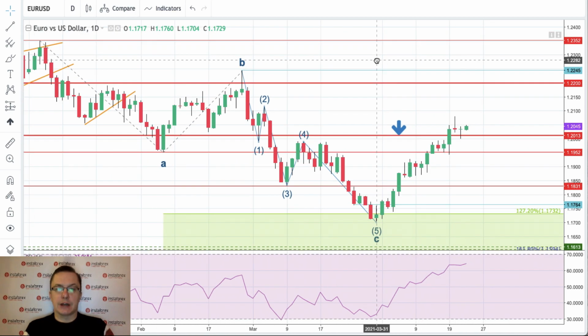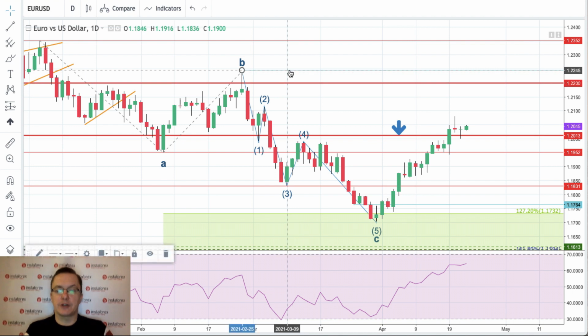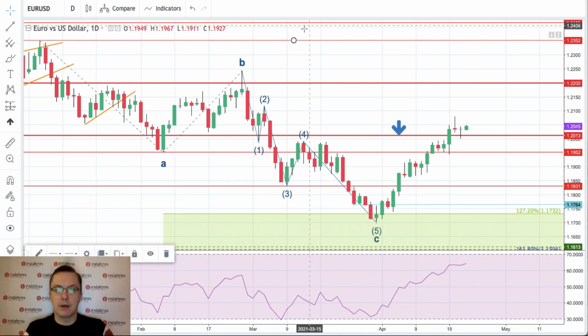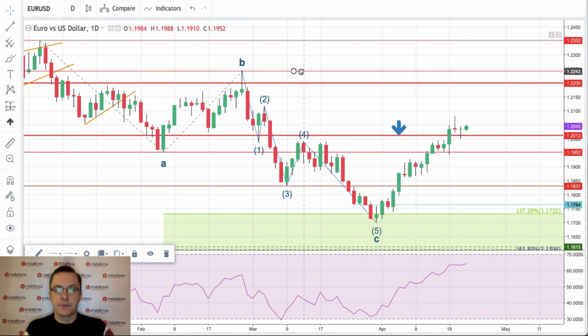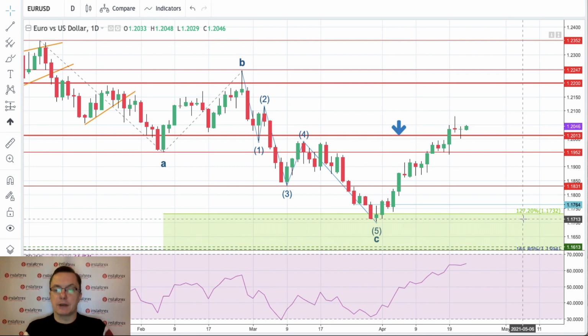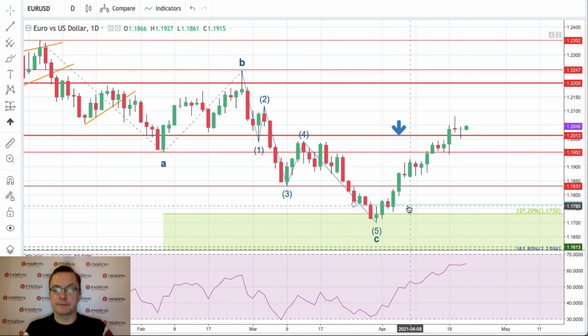This is the well-known chart of the euro dollar. I've been showing this chart for quite some time now, so I think it's time to update it a little bit. So what do we have here? First thing is we have the ABC correction completed right above the level of 127%, 1.3732. The actual low was 1.1704. Then we have this bounce.